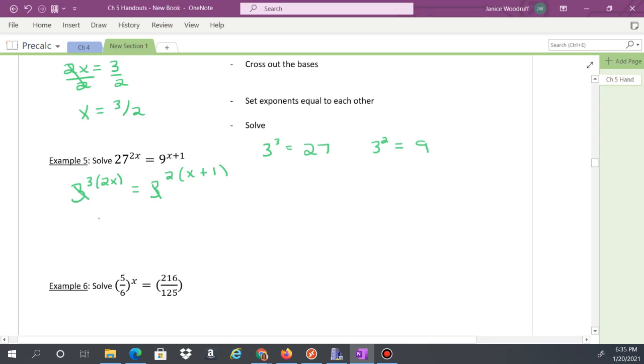So 3 times 2x would be 6x. 2 times x plus 1 is going to be 2x plus 2. And then we will solve. So we will subtract the 2x. That's going to give us 4x equals 2. Divide by 4. Get x equals 2 over 4, or 1/2.